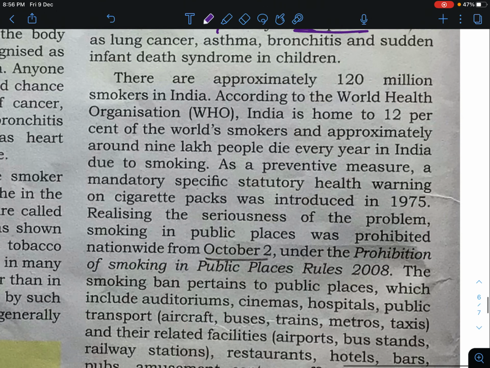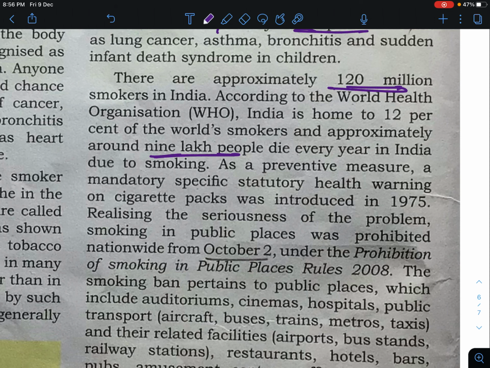There are approximately 120 million smokers in India. According to the World Health Organization, India is home to 12% of the world's smokers, and approximately 9 lakh people die every year in India. We have 120 million smokers, and out of this, every year 9 lakh people die in India.